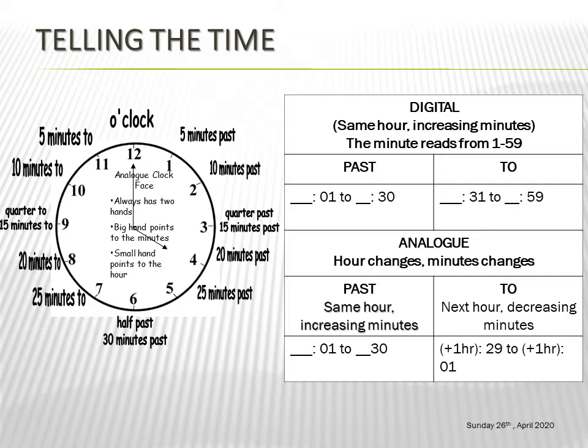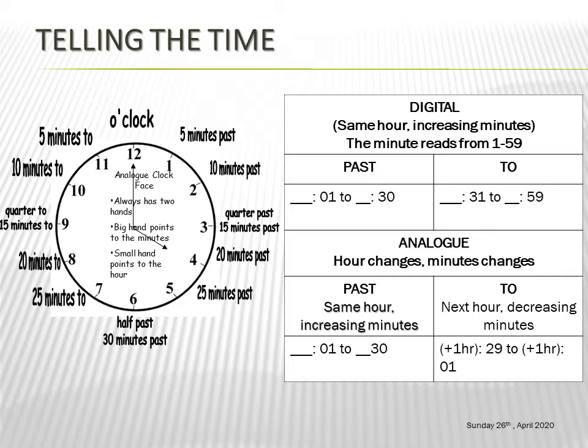For example, right now it's 4 o'clock. When the minute hand moves to 20, we'll say the time is 20 minutes past 4. But when the minute hand moves to 7, we will say it is 25 minutes to the next hour. The next hour is 5.